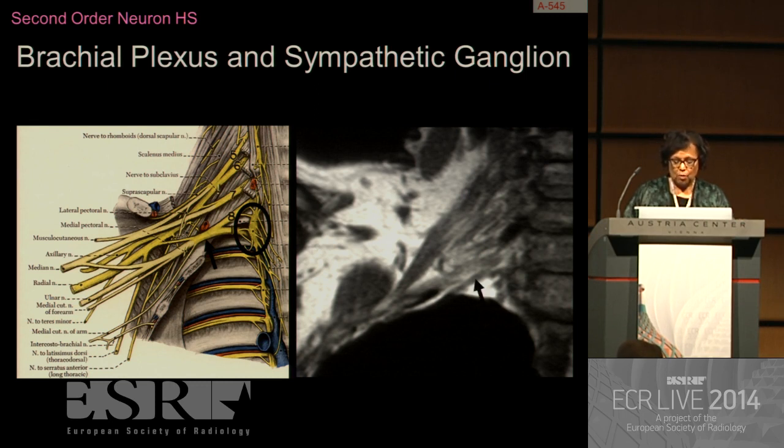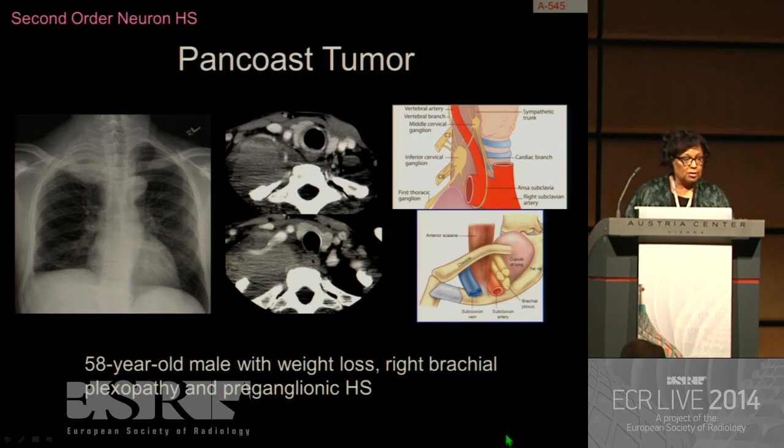So on the coronal MR, the C8 nerve root, here's the ganglion here, and it's easy to understand why when this lesion extends up into the root of the neck, it's going to pinch off these nerves right here. So this is exactly what happened in this patient. He's 58 years old. He had weight loss, right brachial plexopathy, and a preganglionic Horner syndrome.